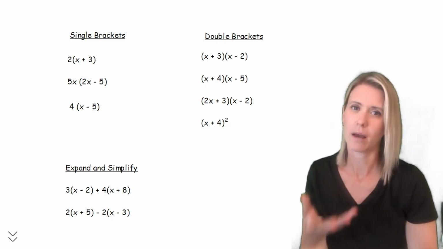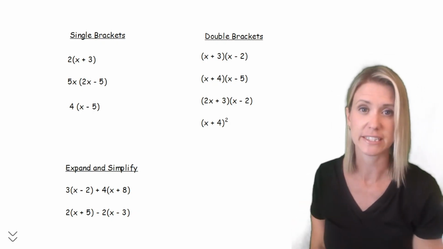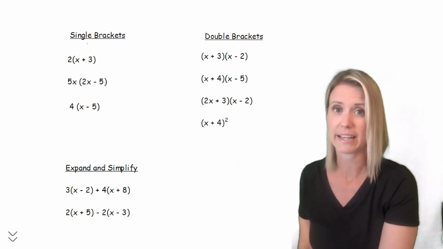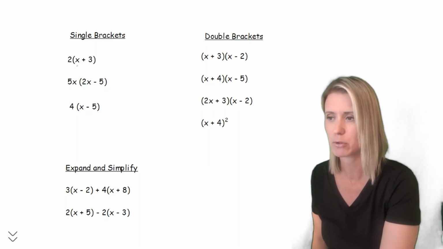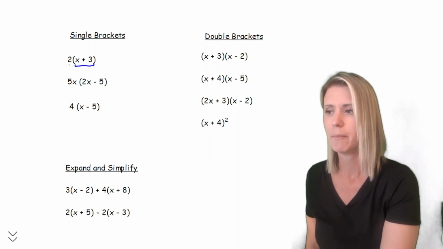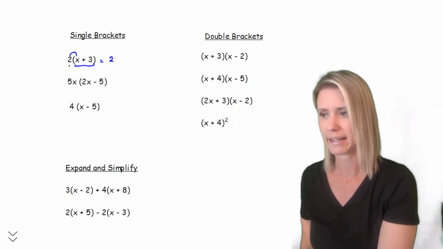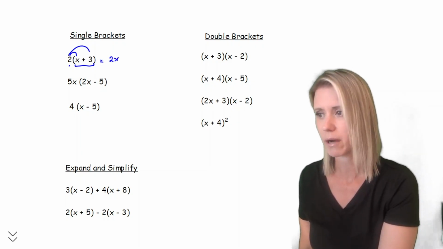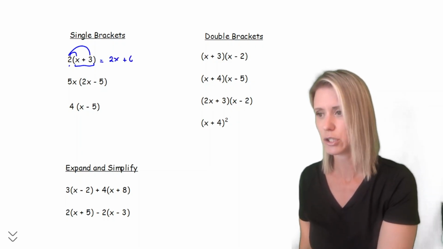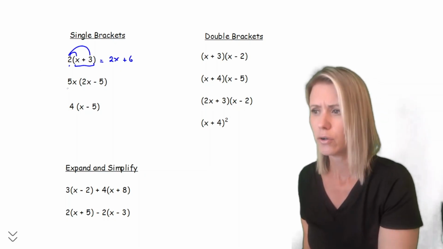So when we come on to the exam style questions for expanding brackets, if it's a single bracket, we're simply multiplying the whole of the bracket by the term at the front. So 2 multiplied by x is 2x, and 2 multiplied by 3 is 6. So 2x plus 6.